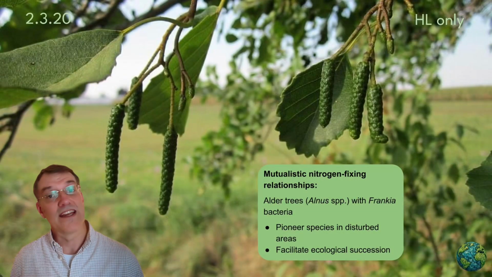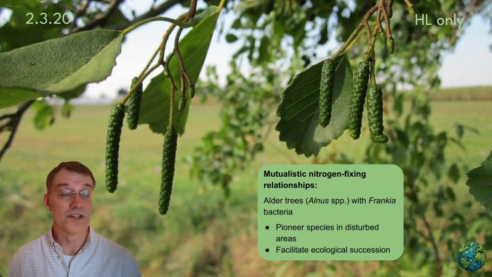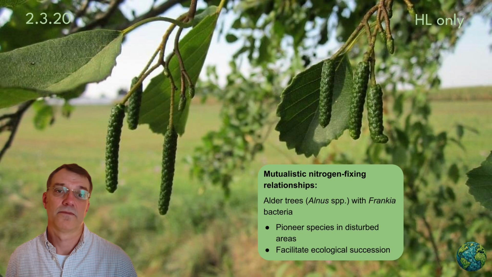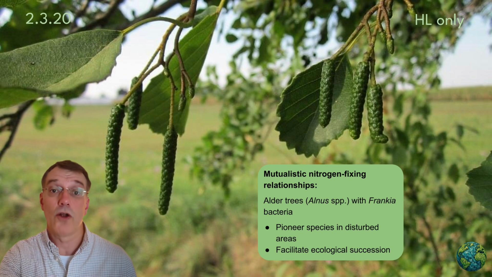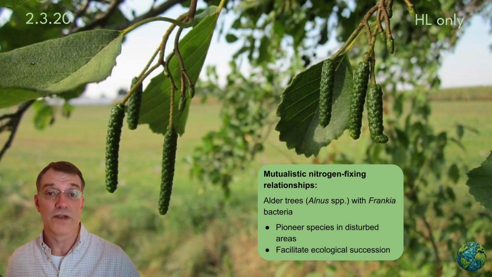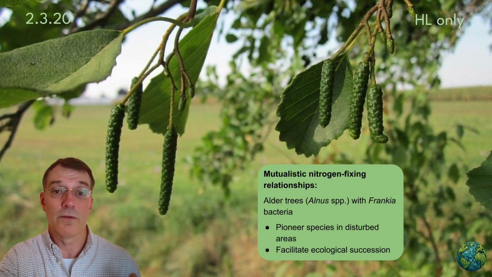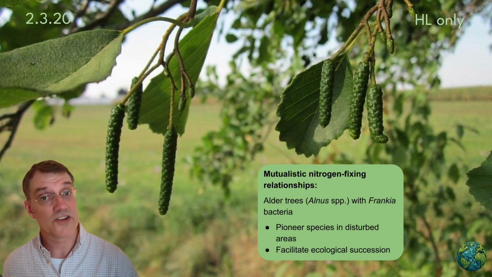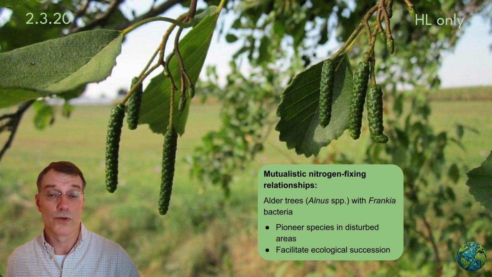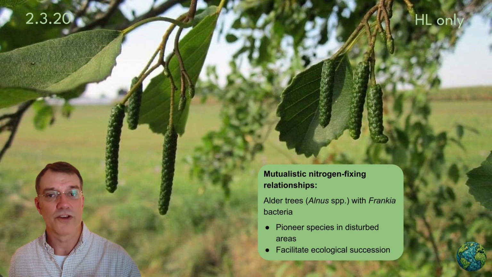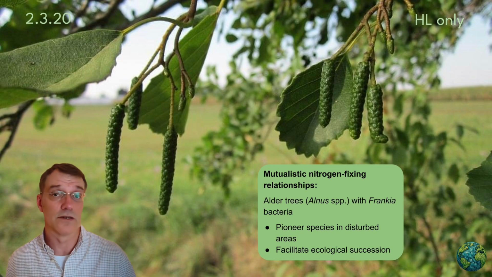Alder trees demonstrate yet another variation of this mutualistic relationship, partnering with Frankia bacteria species. As pioneer species, alders are often among the first trees to colonize disturbed sites. Their nitrogen-fixing abilities help facilitate ecological succession by enriching poor soils, making it possible for other species that need more nutrient-rich soils to eventually establish themselves.